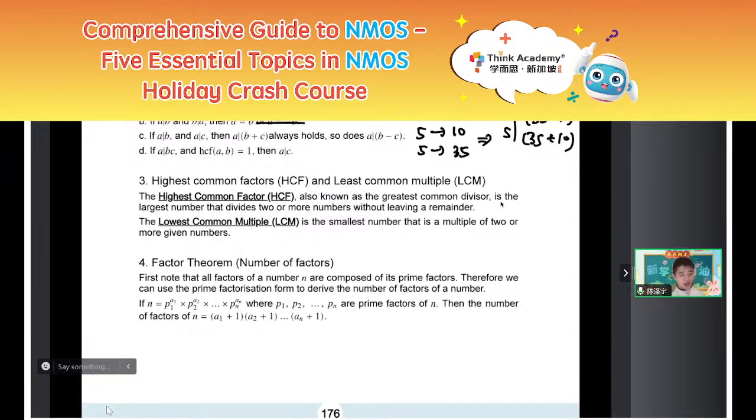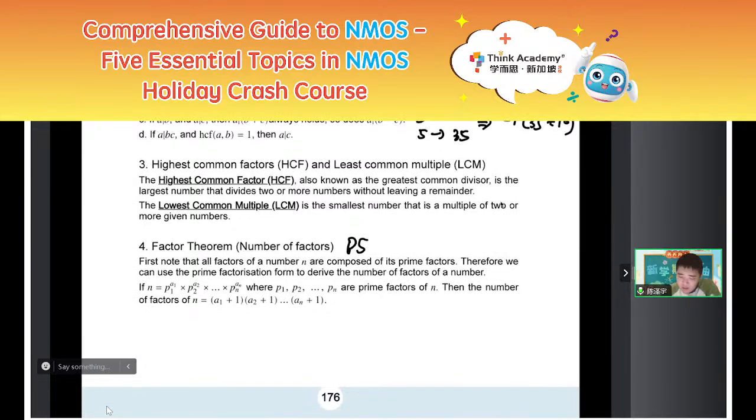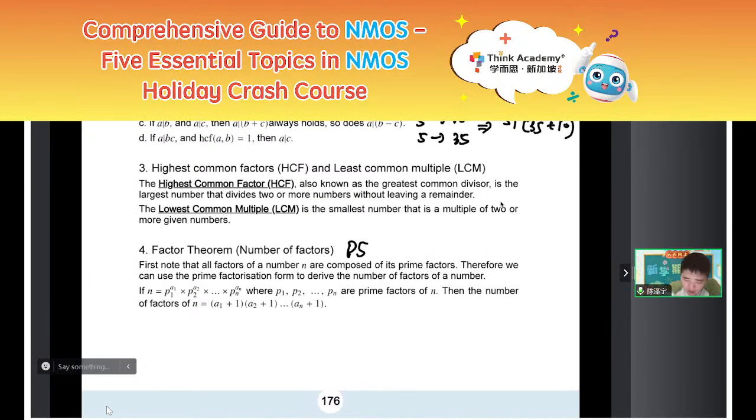And for the factor theorem, for P5 students, please make sure that you get the factor theorem. We have learned the factor theorem already, and it's a very, very important topic. Today, because of the time limit, the factor theorem is not mandatory if you haven't learned it, but if you have, remember that the first step is we need the prime factorization.